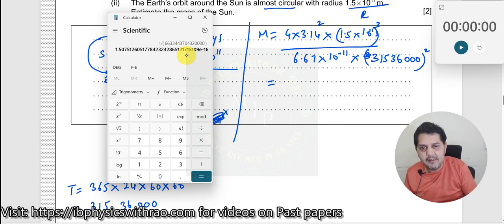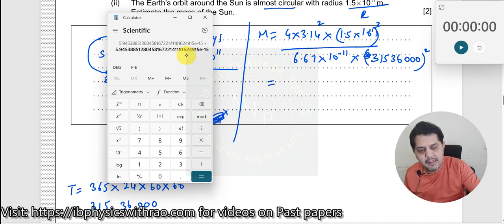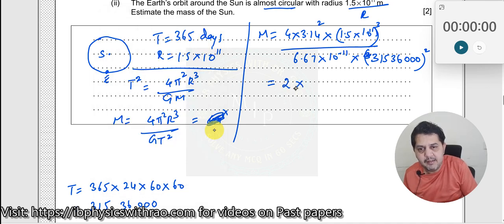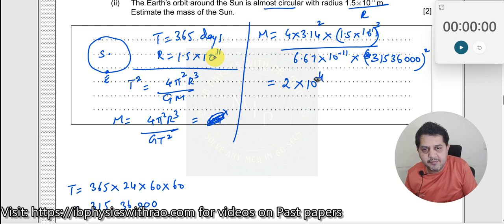Then I have 4. This multiplied by 4 is equal to so much. This multiplied by 3.14 times 3.14. Once again I get this much, multiplied by 1.5 whole cube, which is 1.5 into 1.5 into 1.5. I get 2 here, multiplied by, wait, I missed something here, 10 to the power of minus 14. See, e minus 14 is 10 power minus 14, and here you have 10 power 11 whole cube.